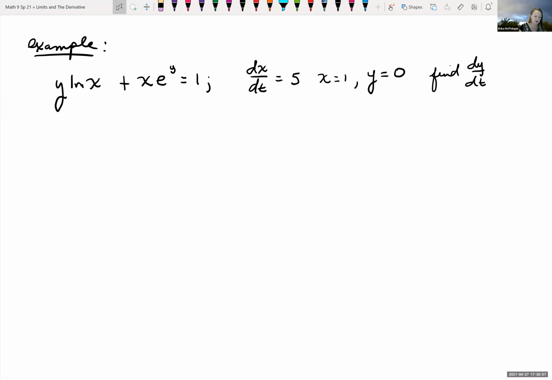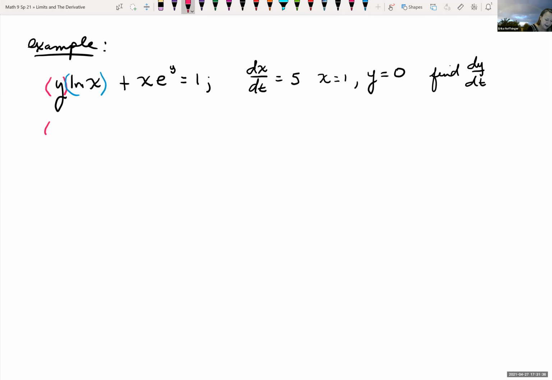So the next example, same idea. This time we just have to apply the product rule when we're taking the derivative of both sides. Looking at this, we have y times natural log of x plus x times e raised to the y power is equal to 1. We're given dx/dt is 5. We're given that x is equal to 1 when y is 0, and we want to find dy/dt. So notice that when we take the derivative of this first piece, we're going to need to use the product rule.